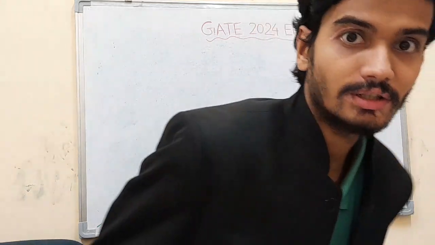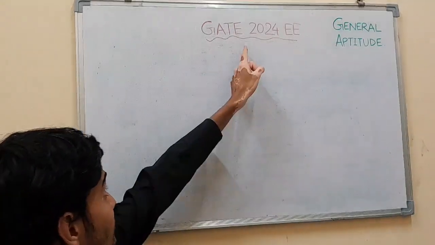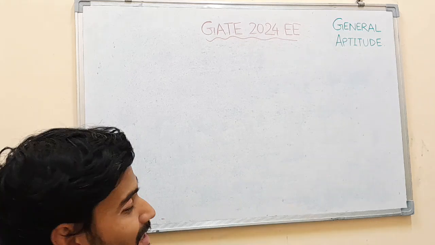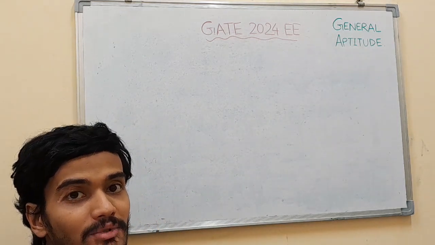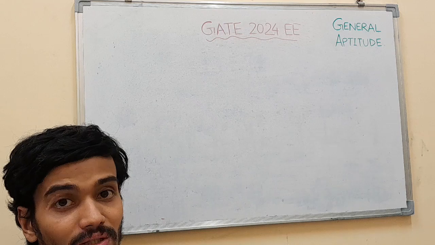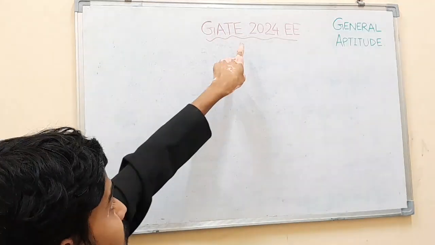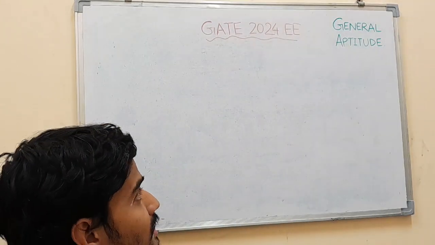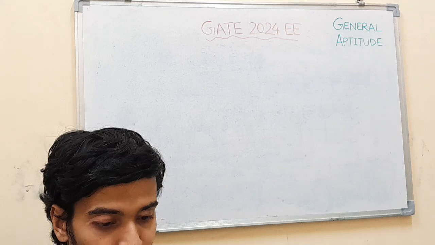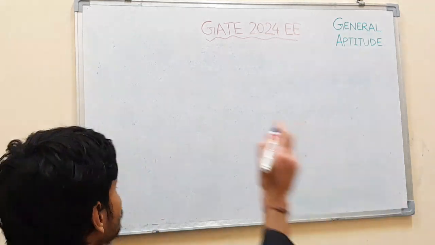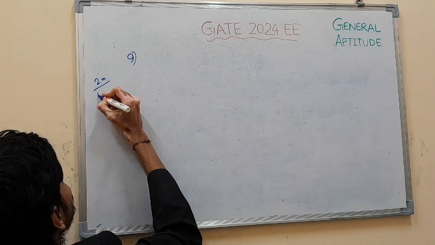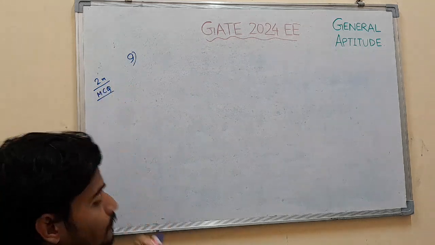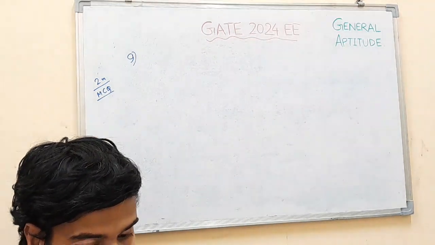Moving on to the next question in this series of GATE 2024 Electrical Engineering Solutions from the subject General Aptitude. It is again of 2 marks, MCQ type, multiple choice question. Question number 9, the master question from GATE 2024 Electrical Engineering from the subject General Aptitude is as follows. Question number 9. 2 marks, MCQ type. It is given in the question.